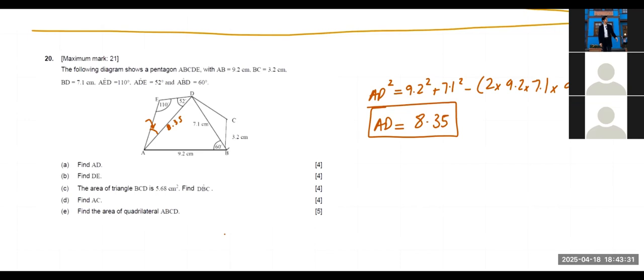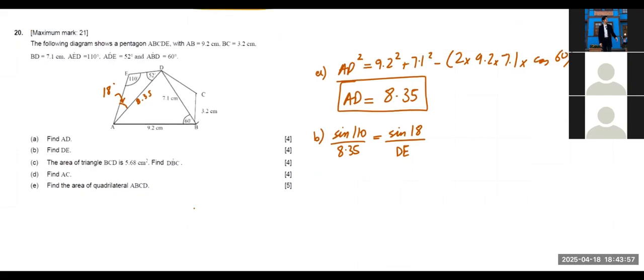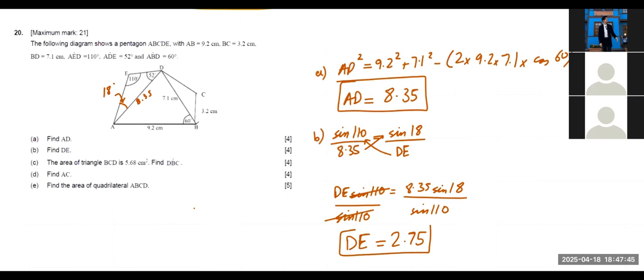So, Amy, can you set up the sine rule for this case now? Yeah. So it would be sine 110 over 8.35 equals sine 18 over x. Exactly. Let's call it DE. We don't need to name new variables if we already have the side names. So can you now solve this for DE and tell me what you get? The answer ends up being 2.75.